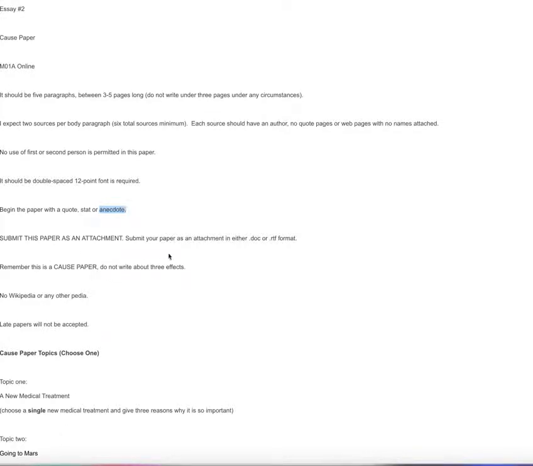Submit the paper as an attachment. I'm not worried about that. You can also use a PDF, by the way. I included that because some people asked me to.